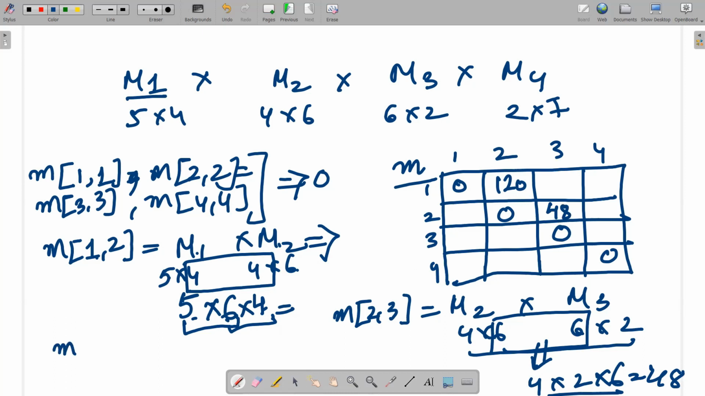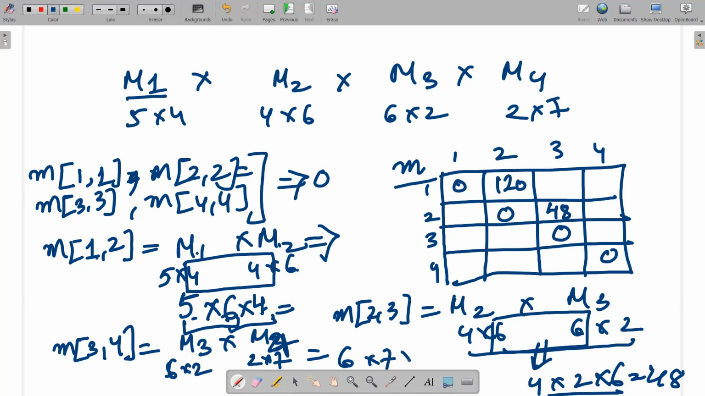Similarly, I can calculate M34. If I have to calculate M34, it means I have to multiply M3 and M4, right? So we got 6 cross 2 and 2 cross 7. The result would be 6 cross 7, and 2 will be the combined cost, the one which is similar. So we got 6 multiplied by 7 is 42, multiplied by 2 is 84. So I'm writing like this.